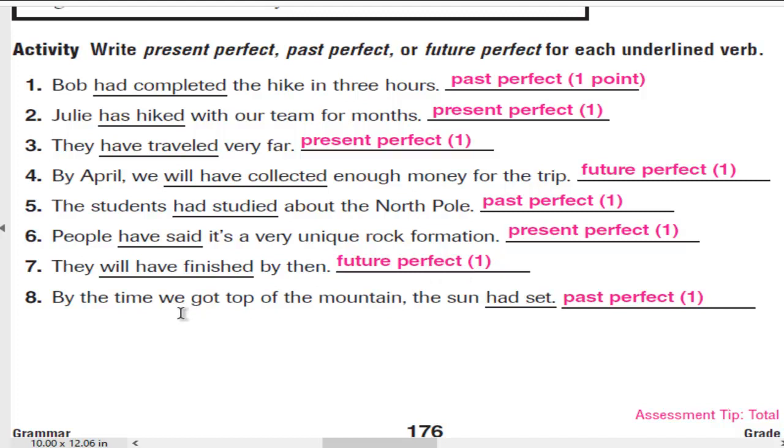Number eight, by the time we got to the top of the mountain, the sun had set. So here we have two actions and both of them are in the past. So past actions. So this is called past perfect. And the form of the past perfect is had plus the past participle of the verb.